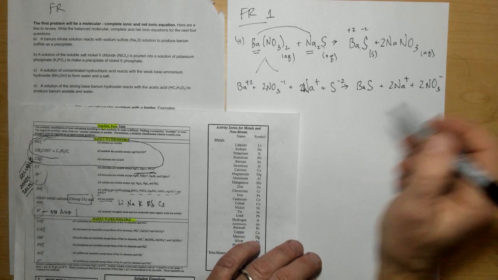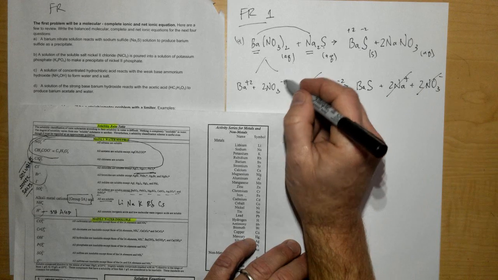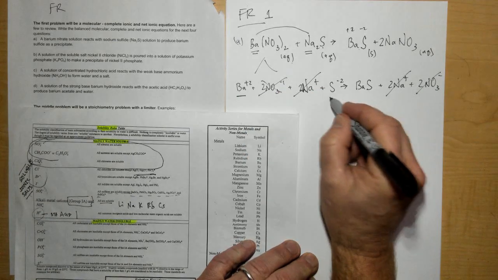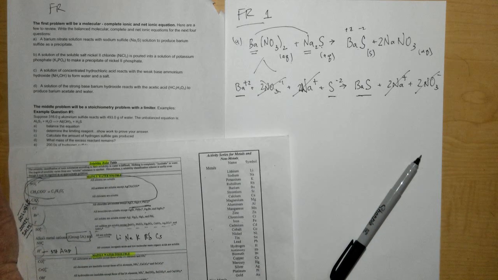And then the net ionic would be to cancel the Nas, 2 of those on both sides, and 2 of the nitrates on both sides. So my underlined portion right here would be in my net ionic equation. Back in the next video with more number 1.